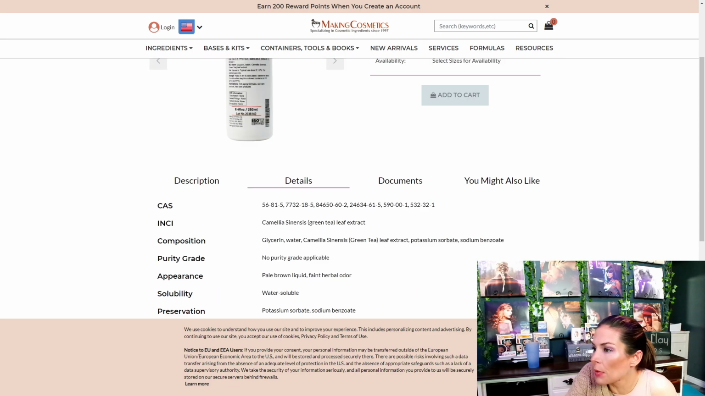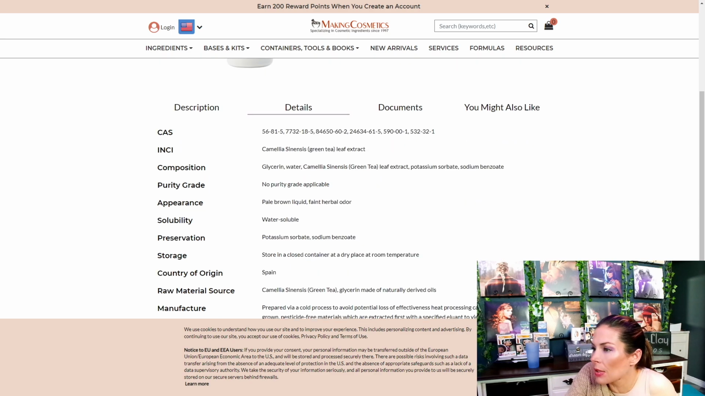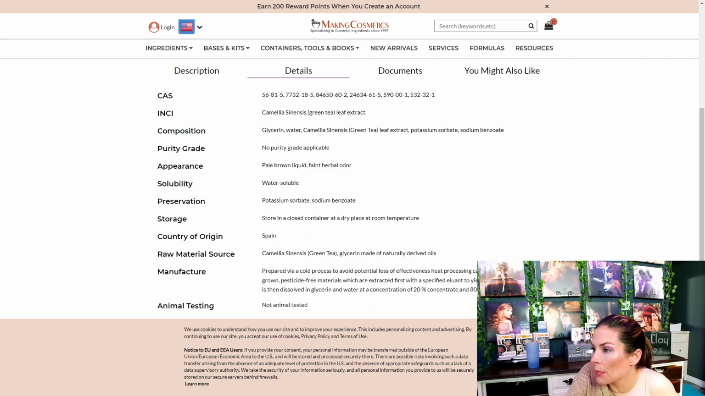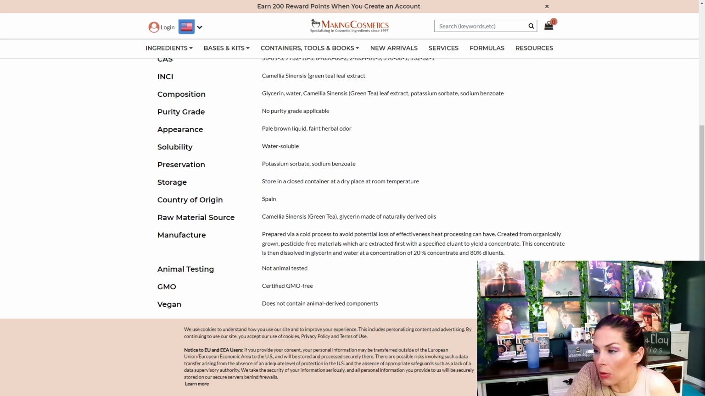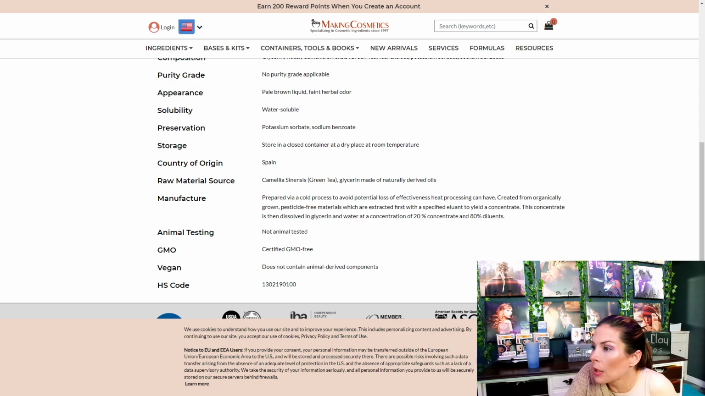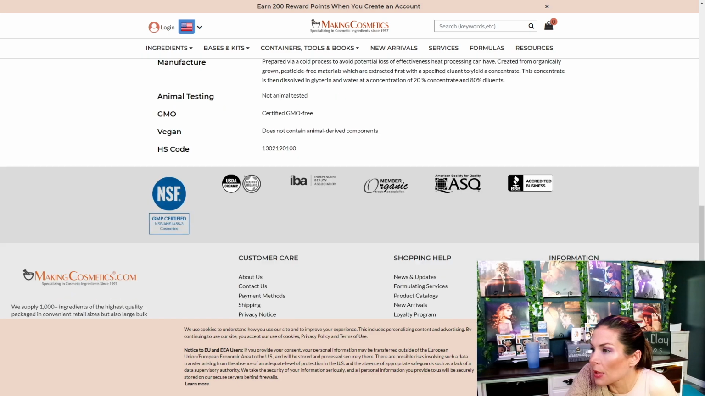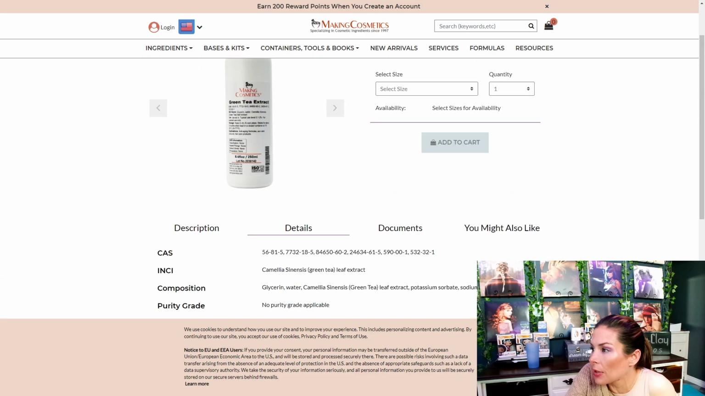And what does it say specifically that this is? So in the details, we can see here that it's glycerin, water, and the green tea leaf extract, as well as potassium sorbate and sodium benzoate. So again, you're going to be able to tell based on that, because there's water in it, that this is a water-soluble extract. And it has, again, your preservation system. That does not mean that you don't need to put in your own, because you certainly do. And also it has a manufacturing process, not animal tested, GMO free. I love it. Okay, love to see all of that.